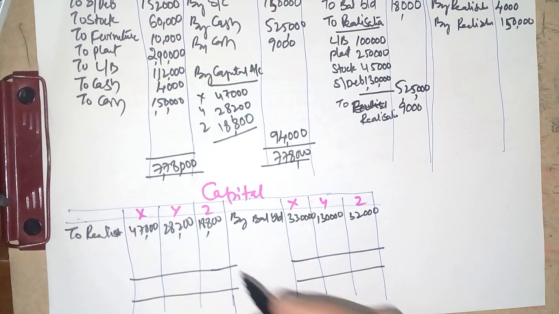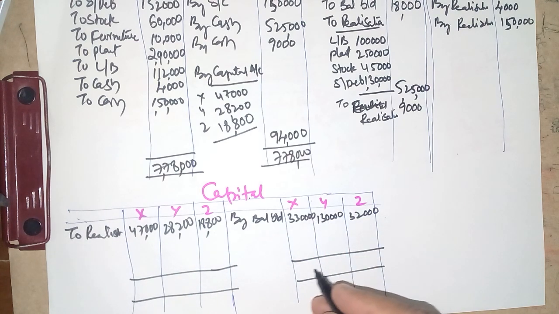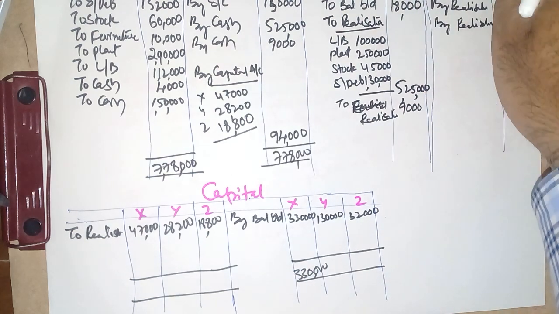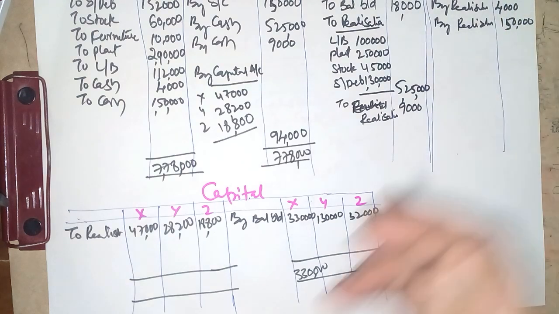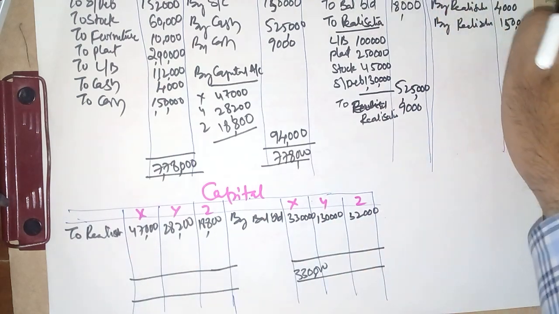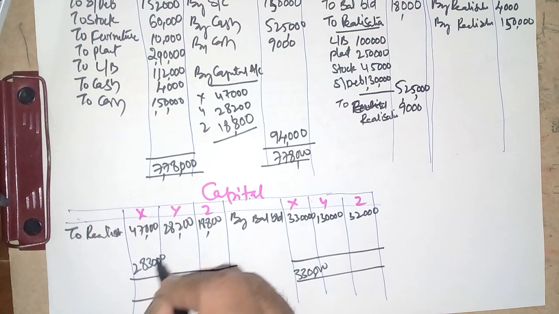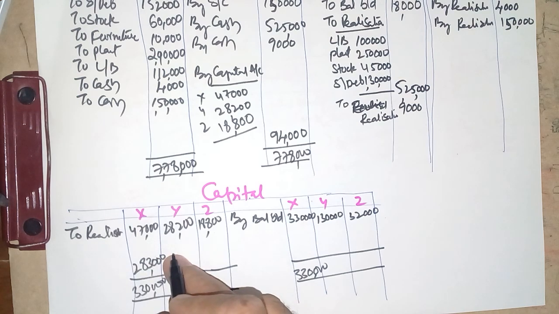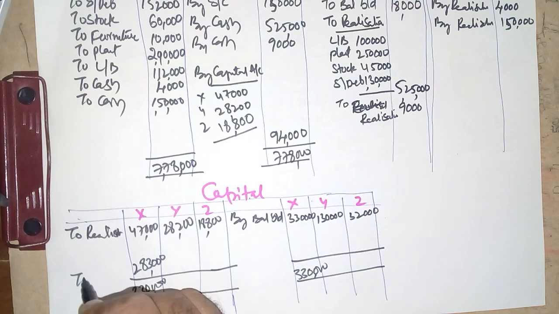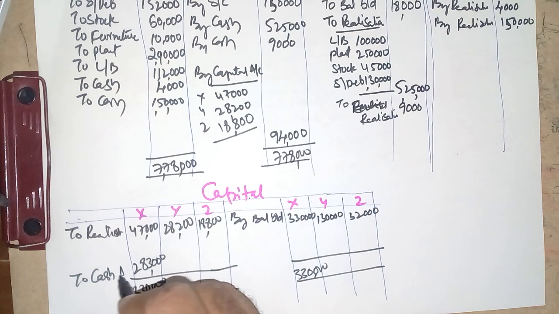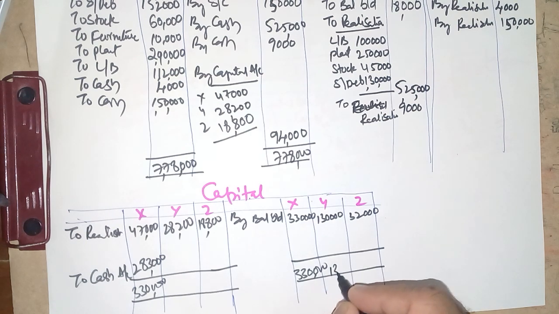Once this is posted, next we need to close the capital accounts. Then find out the balance in capital account. So the credit side seems to be highest. I have written 3,30,000. So 330 minus 47, we are getting 2,83,000. So this 2,83,000 will be going to cash account, right? So the capital balancing figure will be transferred to which account? Cash account. So next one is 1,30,000.